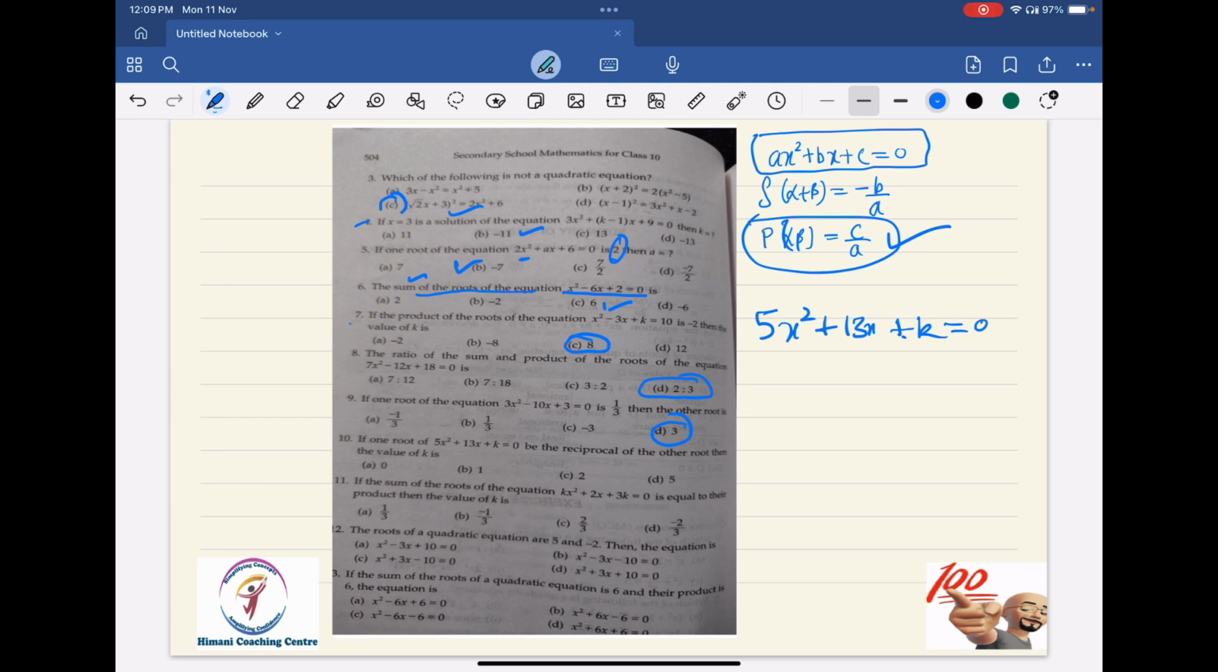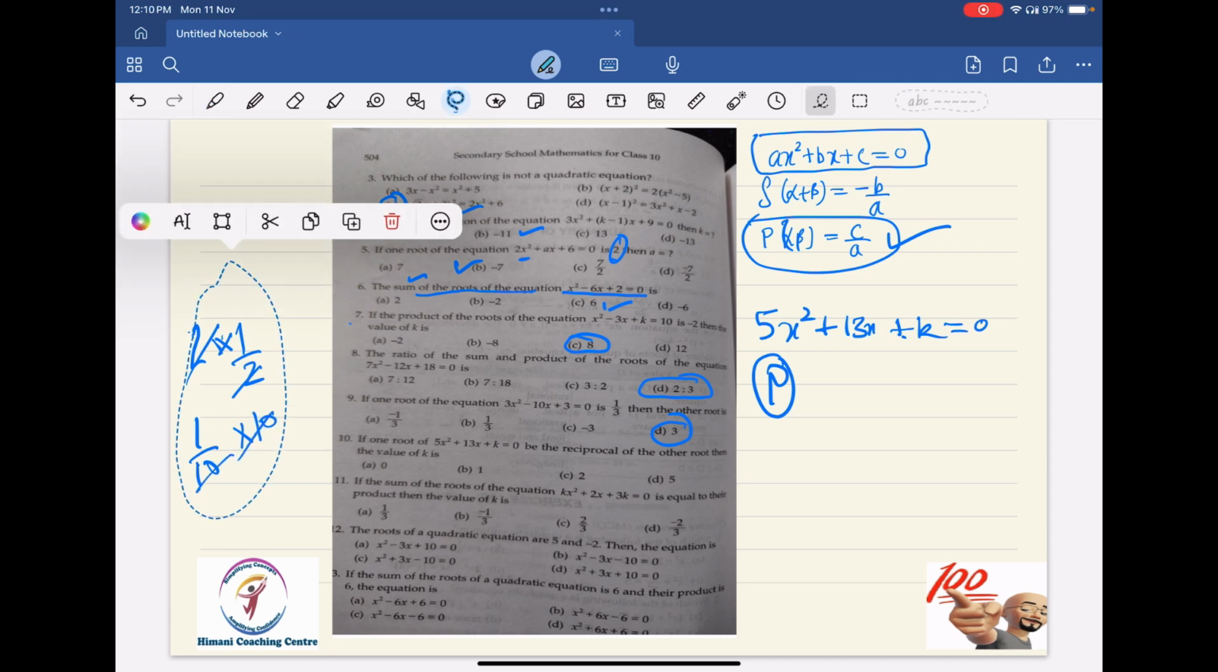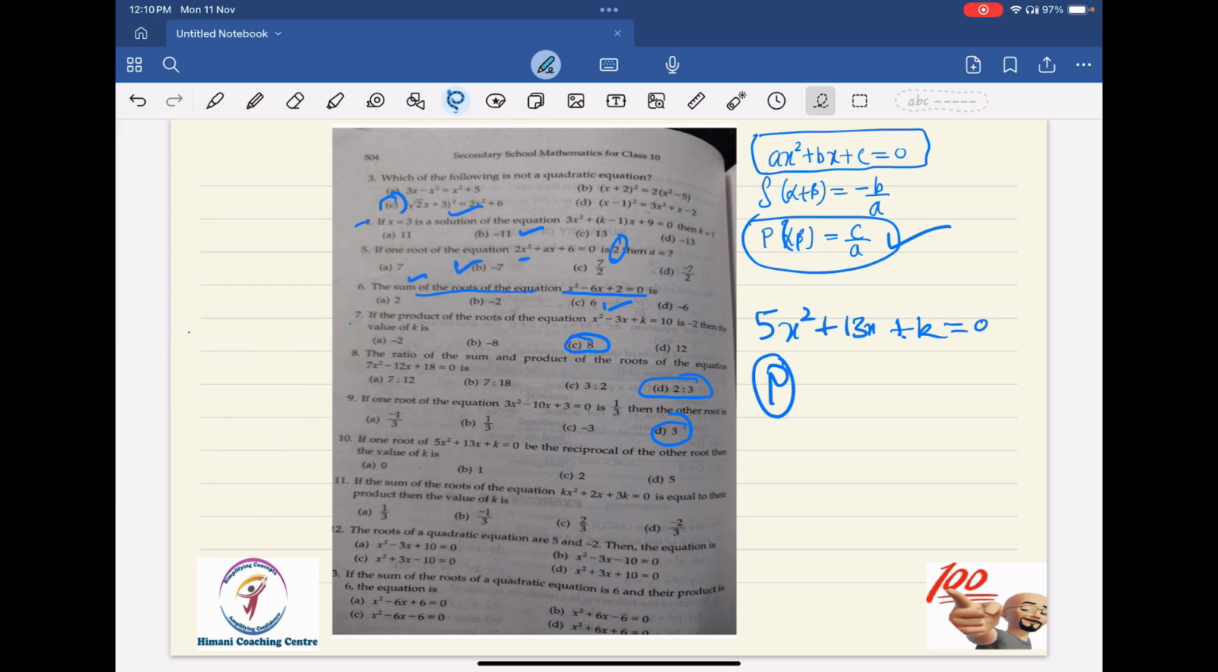Whenever you get a question where they are giving one root as the reciprocal of the other, always find the product. Why? Because the product of two reciprocals would always be 1. Understand, what is the reciprocal of 2? 1 by 2. If I multiply 2 with 1 by 2, what will I get? 1. Similarly, let us say I have 1 by 10. The reciprocal is 10. Multiply them, we will always get a 1. So, whenever we are given this question, always find the product.